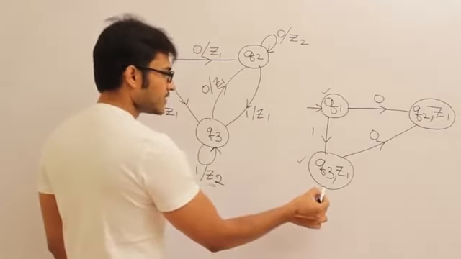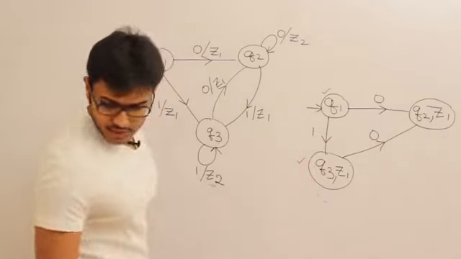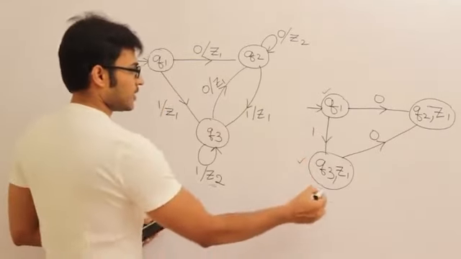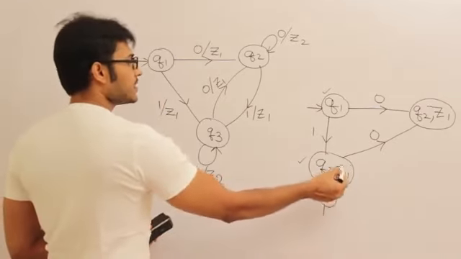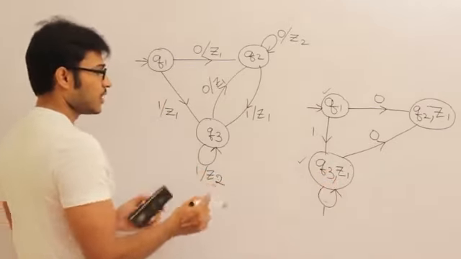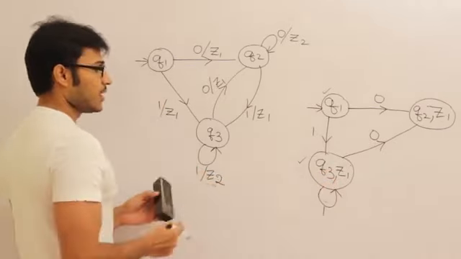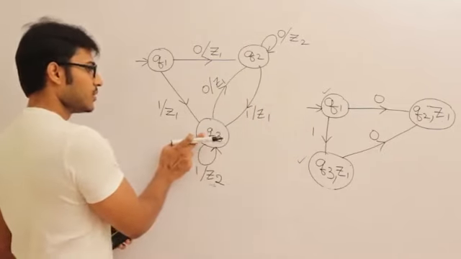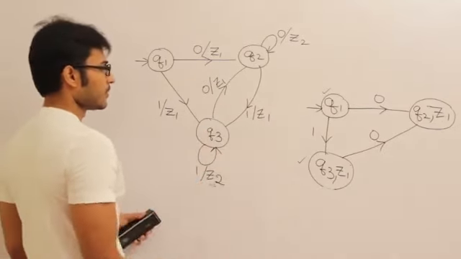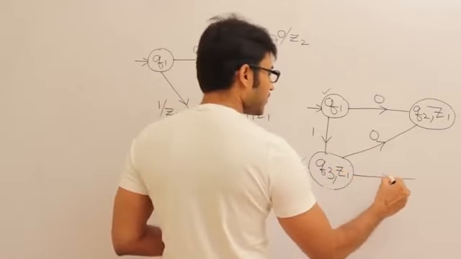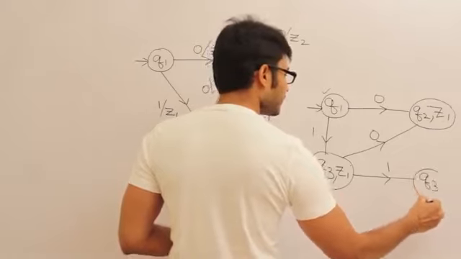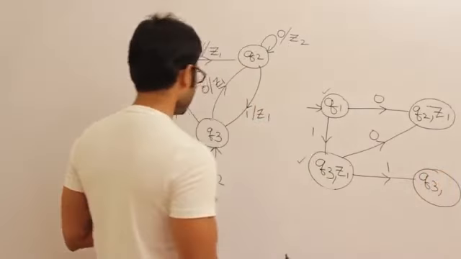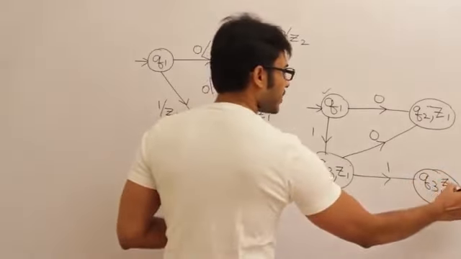If I write Q3 on 1 going to Q3 itself, this state has output Z1, but the output I needed is Z2. Therefore, I need one more state which will contain the output Z2. I need one more Q3 which will contain the output Z2. So I am going to create one more state: on 1 I am going to Q3 and the output is going to be Z2. This is important. See this?